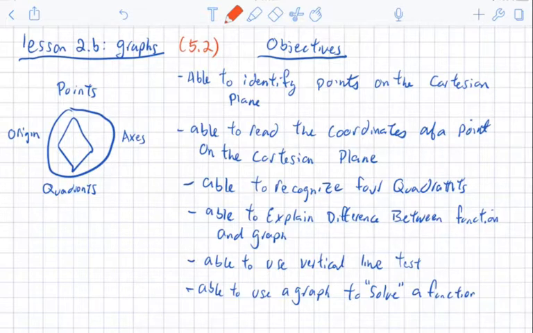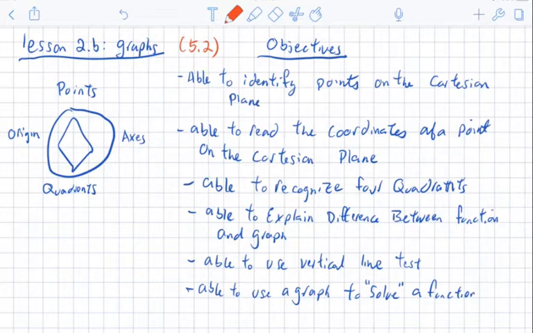At the end of this, you should be able to identify points on the Cartesian plane. You should be able to read the coordinates of a point on the Cartesian plane. You should be able to recognize what we mean by the four quadrants. And if I tell you what a quadrant is, I want you to know which quadrant I'm talking about. You should be able to explain the difference between a function and a graph.